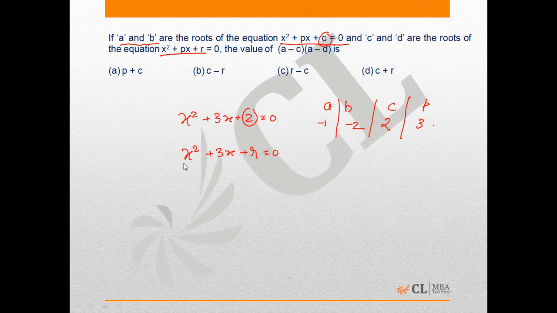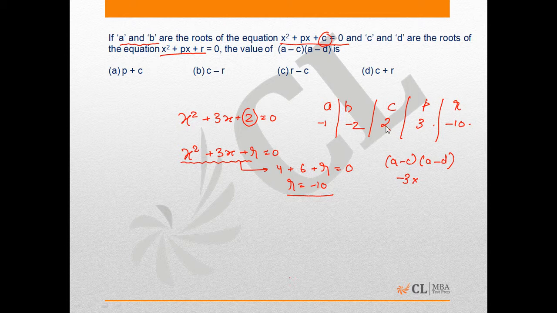That means one of the roots of this equation should be 2. Clear? So can I say 4 plus 6 plus r is 0. So r is minus 10. So I got the value of r also, which is minus 10. I want the value of (a minus c) into (a minus d). What is the value of a minus c? This is minus 1 minus 2, which is minus 3, and minus 1.